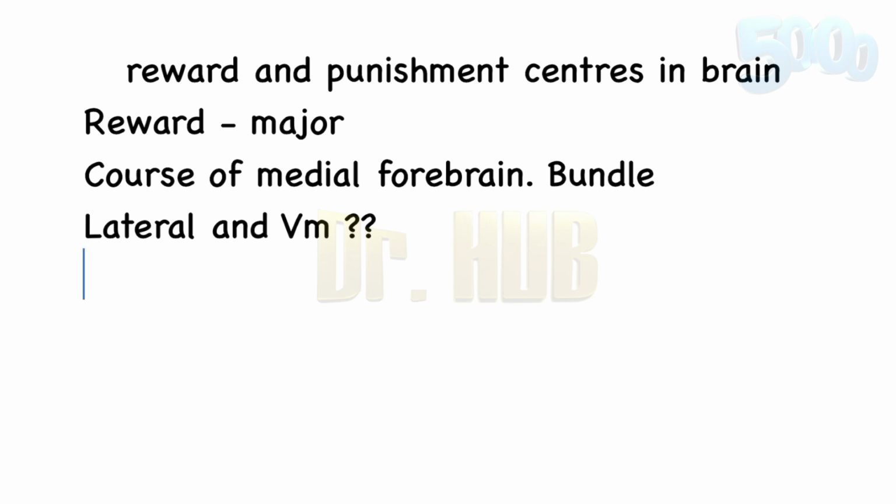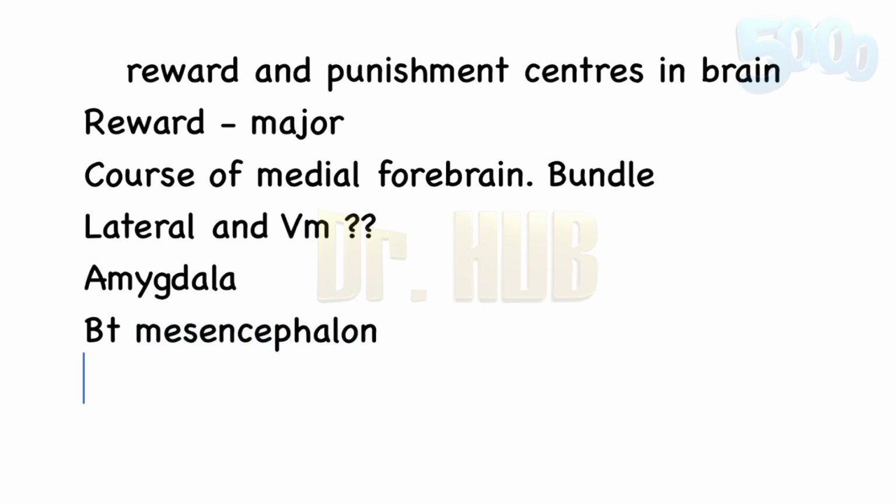So what are the minor reward centers? The minor reward centers include the septum, the amygdala. Next, it also includes the BT, that is the basal tegmentum of the mesencephalon. To just recap, the major was the course of the medial forebrain bundle, then the lateral and the ventromedial nuclei of the hypothalamus. Then looking at the minor, it includes the septum, the amygdala, and the basal tegmentum of the mesencephalon.